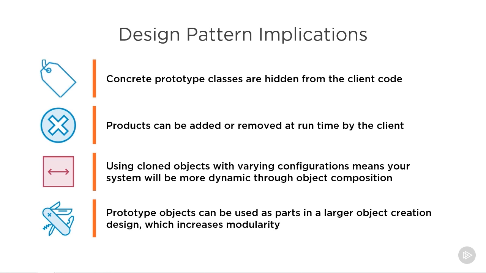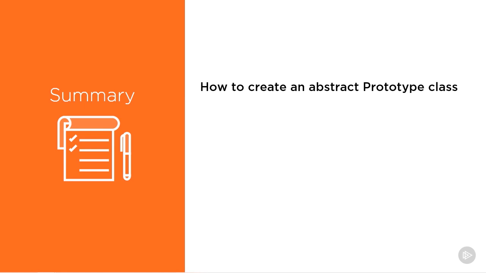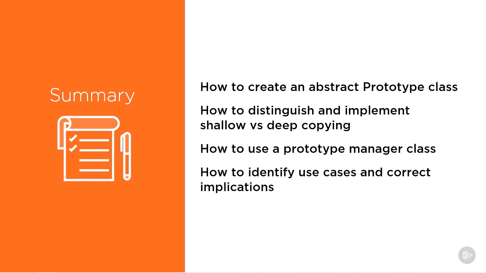of your code. In summary, we've learned how to create an abstract prototype class that enforces a cloning blueprint on adopting classes, how to distinguish and implement shallow and deep cloning, how to set up a prototype manager for storing and retrieving prototype objects more efficiently, and finally, how to identify and work with the prototype pattern in real-world scenarios.